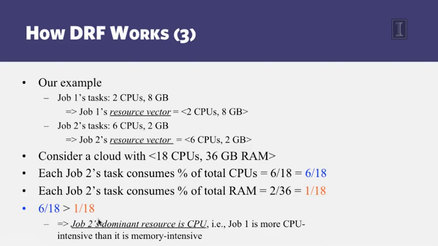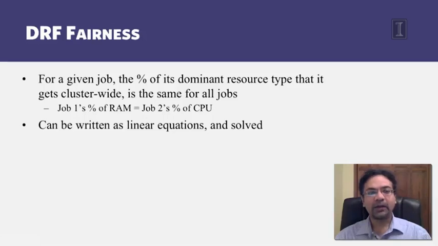So it is more CPU intensive than it is memory intensive. So job 1's dominant resource was RAM, and job 2's dominant resource is CPU. So different jobs may have different resource types that they are dominant on. And DRF ensures the following property.